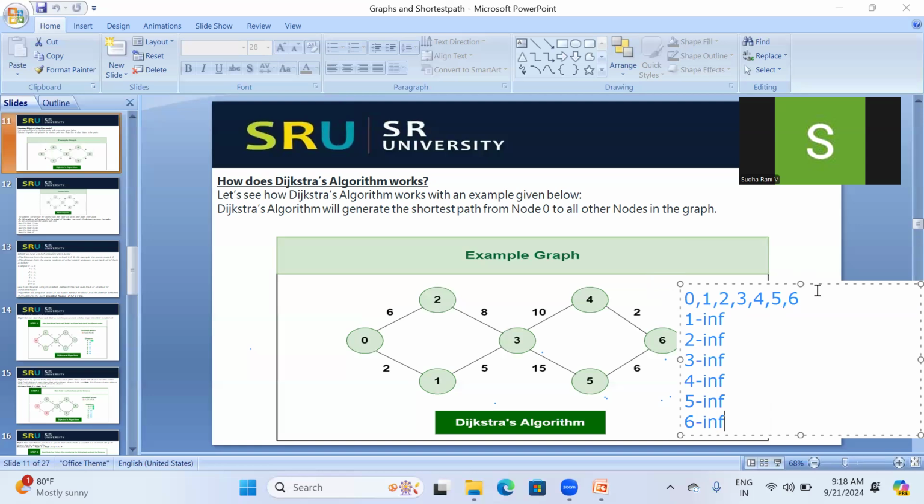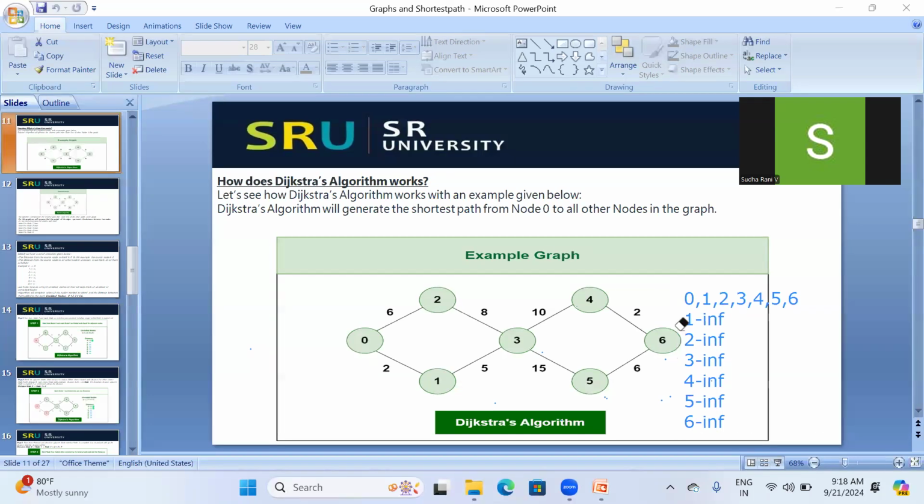We are having nodes from 0 to 6, and at the initial stage, I am considering that the distance from source to all the nodes is infinity. Clear? Now let's start the traversing. Right. Now we are at the starting stage.